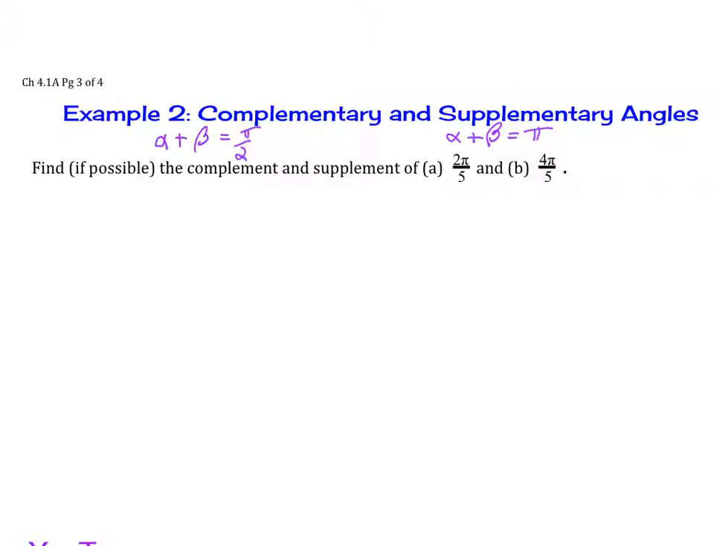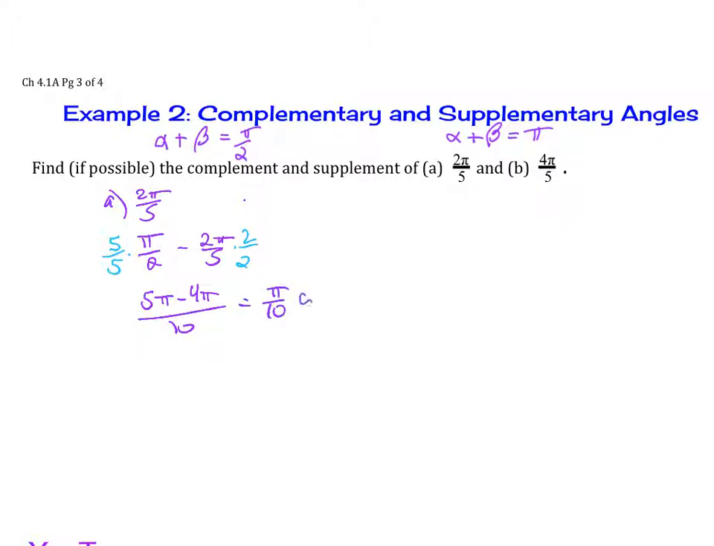So let's find the complement of 2 pi over 5. What we're going to do is subtract 2 pi over 5 from pi over 2. We need a common denominator, so I'm going to multiply this one on the left by 5 over 5 and this one by 2 over 2. So this becomes 5 pi minus 4 pi over 10, or pi over 10 is the complement.